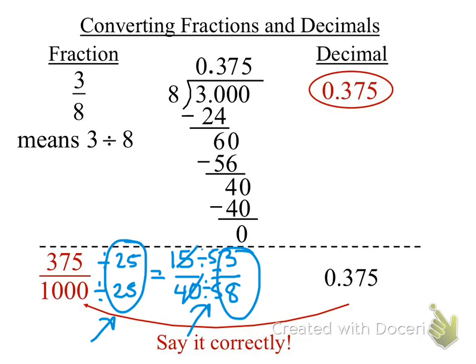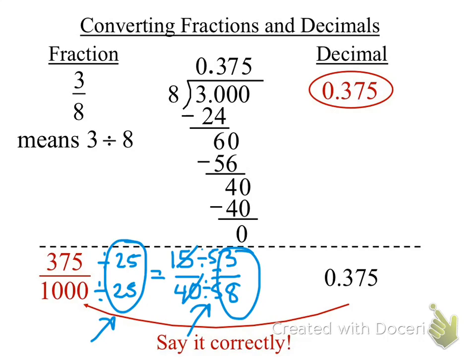And how do I convert from a decimal to a fraction? What's the rule in going from decimal to fraction? You say it right and then you put it over the place value. Okay, if you can say it, you can put it into fraction form, and then you reduce it. That's it. All right, let's try.